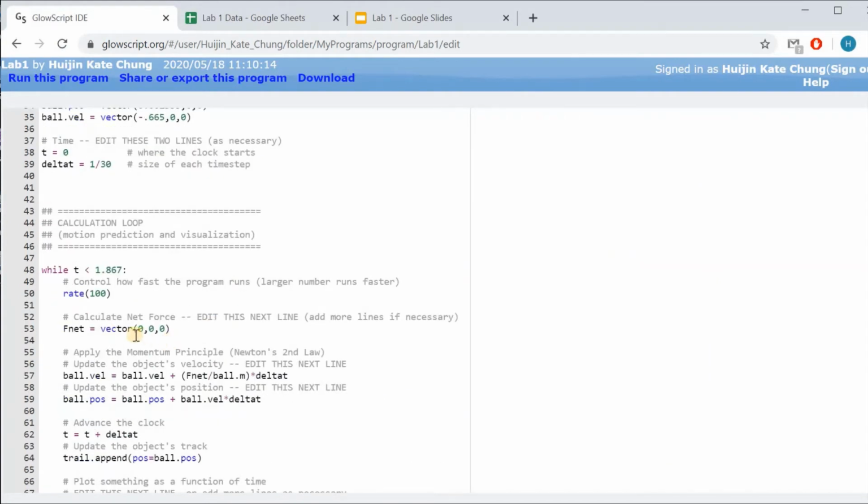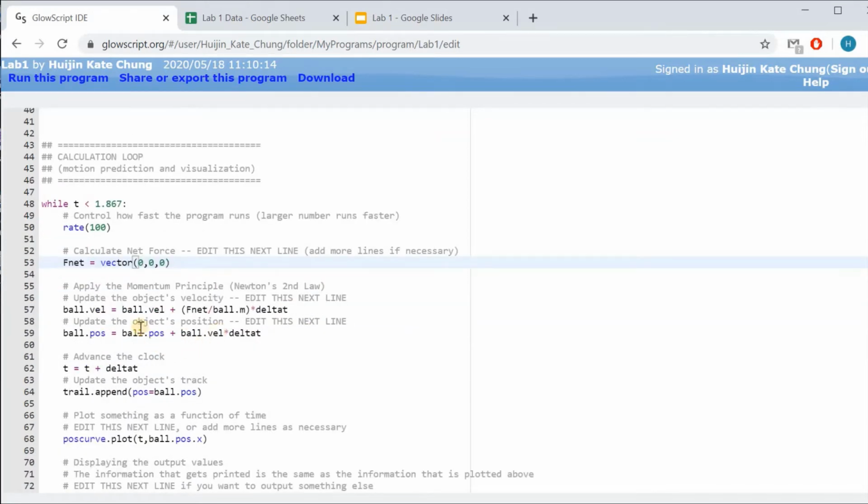Moreover, I changed the net force to equal zero because the motion has a constant velocity, and the formula was modified to fit Newton's second law: velocity equals previous velocity plus F net over mass of the ball times delta t, and the position equals initial position plus velocity of the ball times delta t. When net force is equal to zero, it means there is no change in motion.